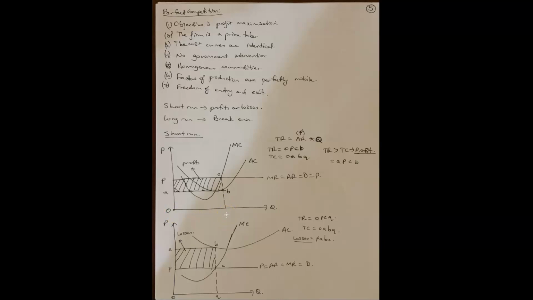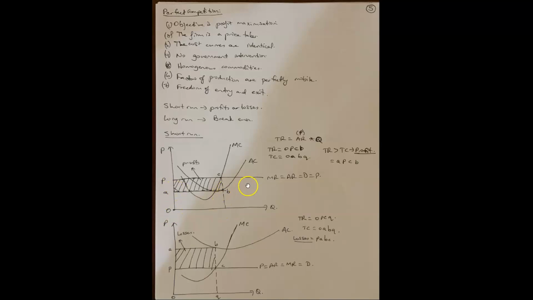And at this production level, the average cost will be this area here from QB. Now, if we want to find our total cost, it'll be this region here. We read it off the average cost curve: OABQ. So your total cost will be OABQ.